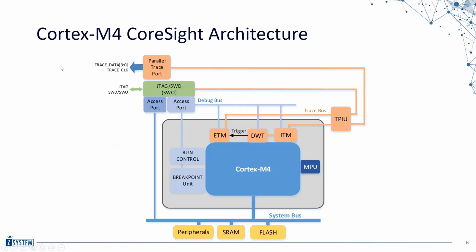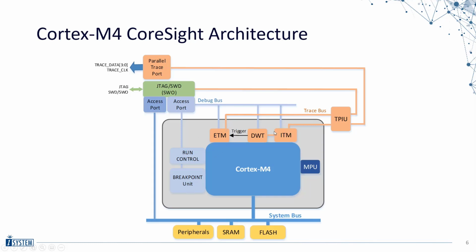Moving to the next slide, this is the Cortex-M4 CoreSight architecture. I'll start with the question: how does the debugger access the chip? The answer is either through the JTAG or SWD interface. Beneath that, we see access ports. Access ports allow us to access on-chip resources such as peripherals or memory via the system bus. In addition to that, we have debug and trace modules.